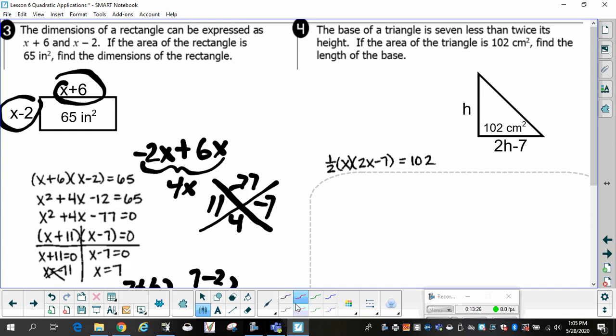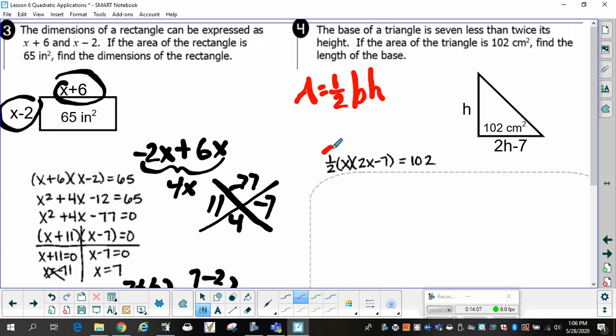The triangle. Now here, remember that the area is equal to 1/2 the base times the height. So we're working with a little bit different equation. The base of the triangle is 7 less than twice its height. 7 less is minus 7. Twice the height is 2h. Here's h, and you can replace these with x. So then I have 1/2, that's a constant. Here's my base, and here's my height, is equal to 102.